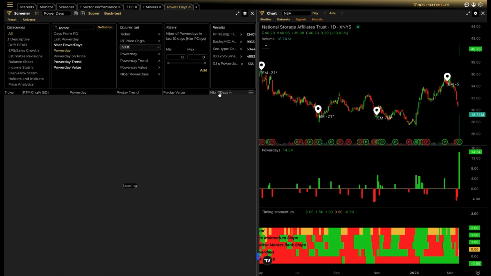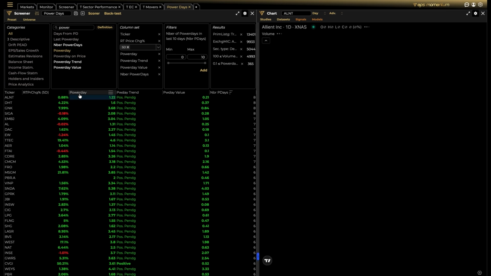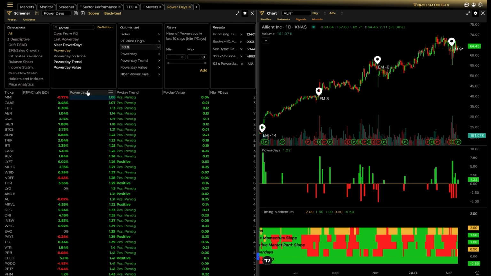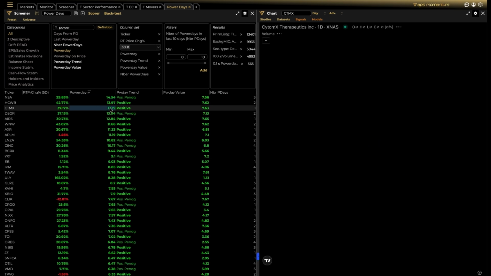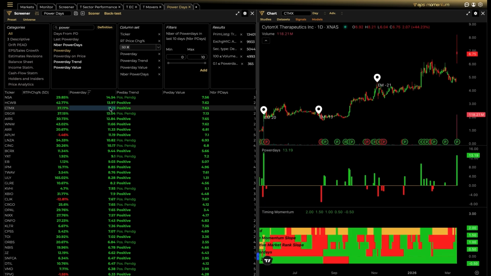For example, looking at NSA, we can see a power day score around 14.5, which is a strong signal. The trend is still pending, so the move is developing. And we also see multiple power days recently, which confirms ongoing buying pressure. Another example is CTMX. Here, the power day is above 13, and the trend is already positive. This is a stronger setup because momentum is already confirmed. And CING as well, showing a solid power day.